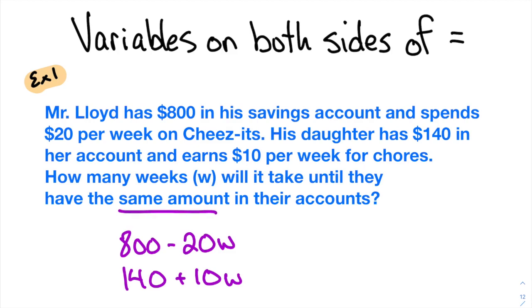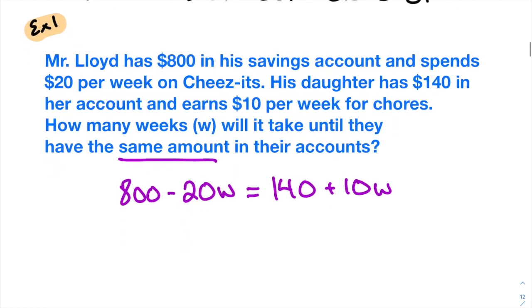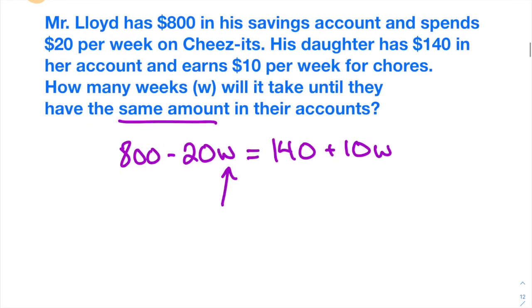As soon as I see same amount, I'm just going to move this over here and try to find out when they're the same or when they're equal. And that's one of many ways where we get variables on both sides of an equation. Check it out. We have a variable right here and a variable right there, one variable on the left and one variable on the right of our equation.